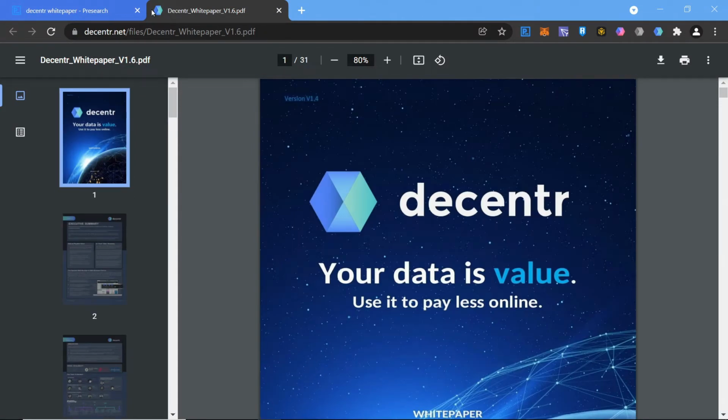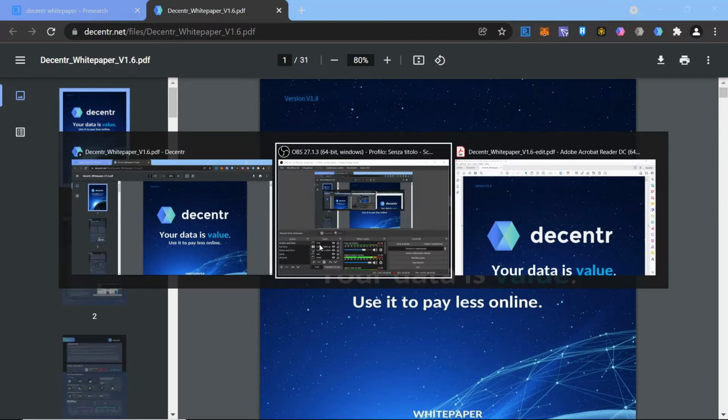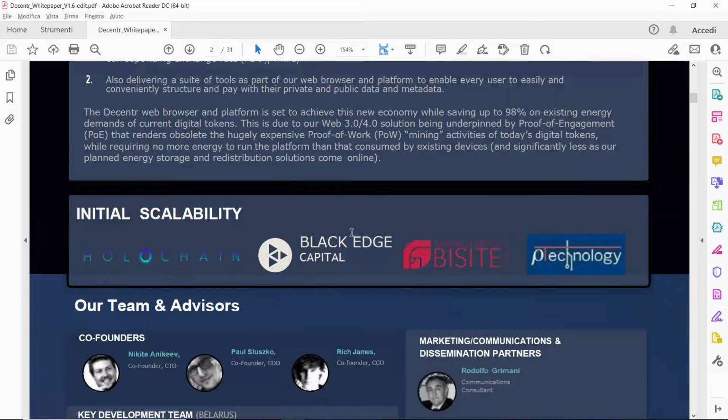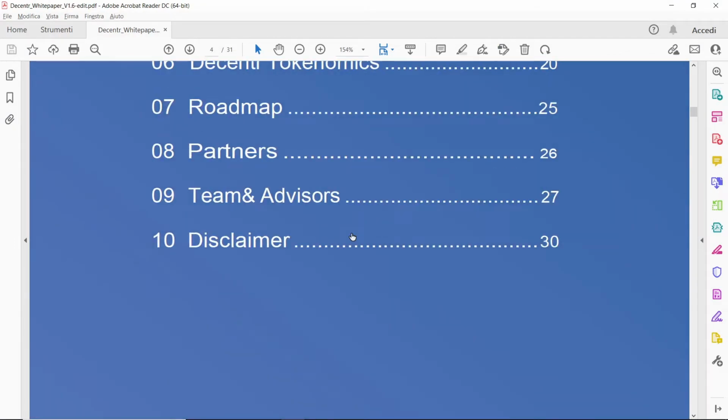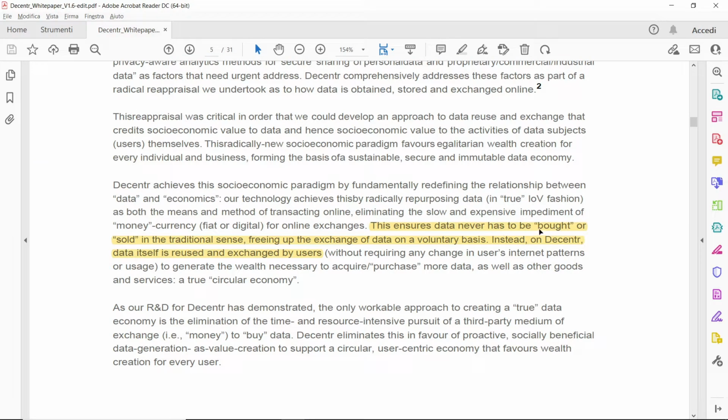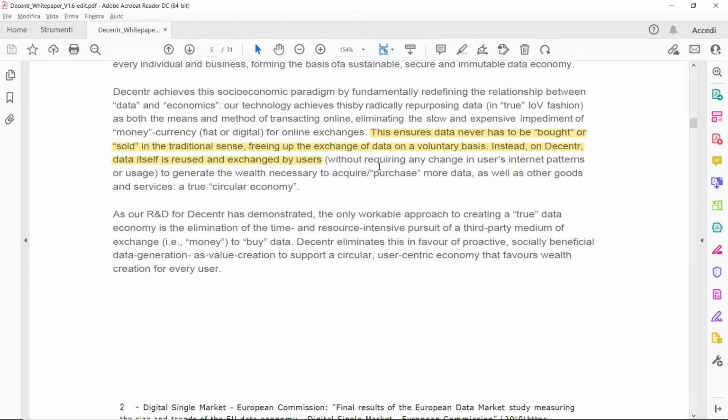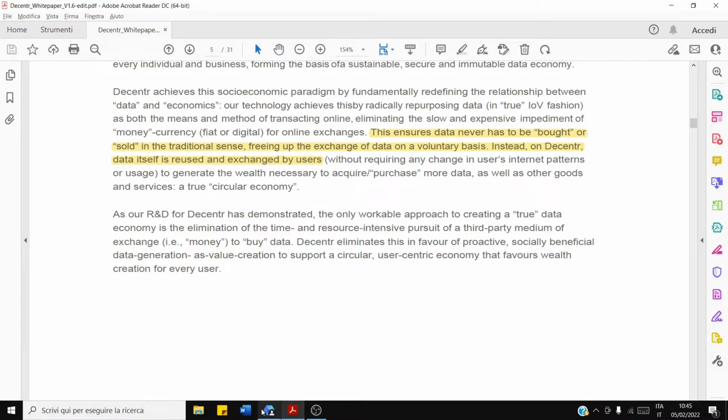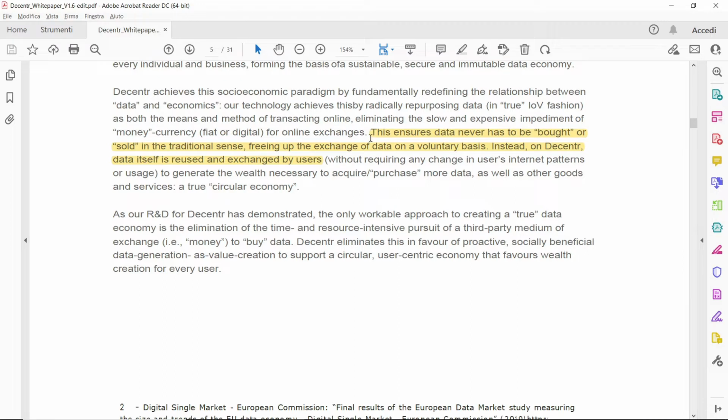So this is the white paper of Decentr, and as you can see, the main title is Your Data is Value. I already downloaded and read it, so let's directly go to the main purpose, which is to ensure that data never has to be bought or sold in the traditional sense, freeing up the exchange of data on a voluntary basis. Instead, on Decentr, data itself is reused and exchanged by users. And they manage to do this thanks to the blockchain technology. In fact, the first thing that they will ask you to do when you install the web browser is to create a wallet in which you will store your data encrypted and safely. But we will see this in the next video.